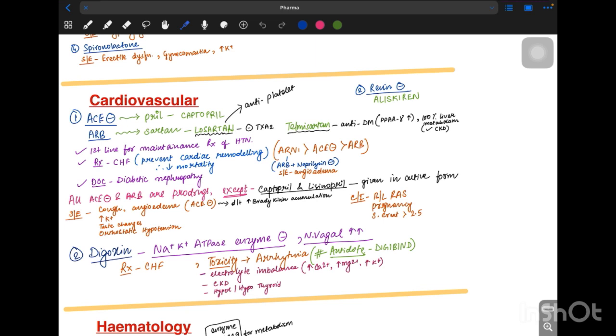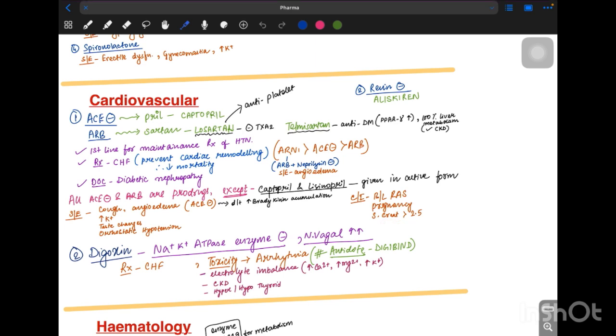Why cough and angioedema occurs? Due to increased bradykinin accumulation inside our body. The other side effects are hyperkalemia, taste changes, or orthostatic hypotension. In what conditions we cannot give these drugs? We cannot give in bilateral renal artery stenosis. In unilateral we can give, but in bilateral we cannot give. Pregnancy, and if the serum creatinine level rises above 2.5, here we cannot give.